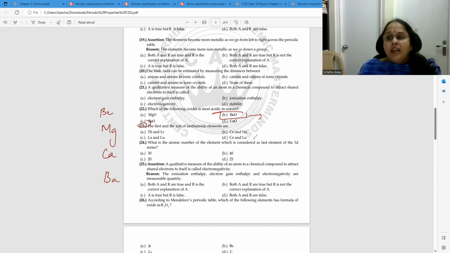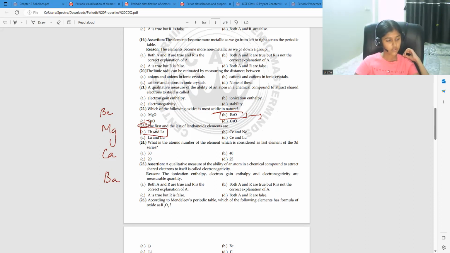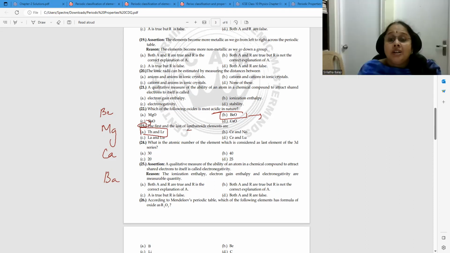Yes. Remember, we gave the range for every period, everything. So, cerium to lutetium. And what about thorium to lawrencium? What is it? Actinoids. Yes, it's actinoid. What is asked here is a lanthanoid. So it's cerium and lutetium.